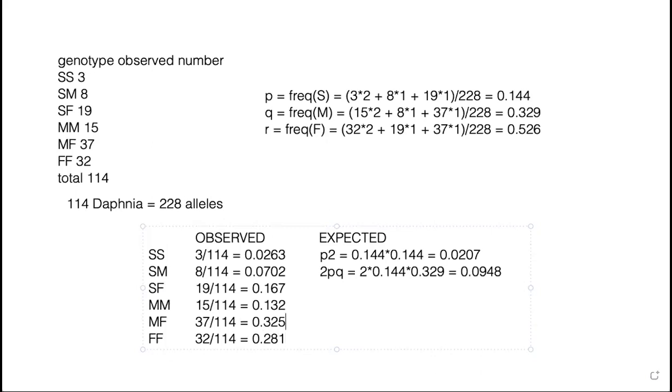Okay, so that's all of our observeds. And our expecteds are just going to be, the expected SF is 2PR.